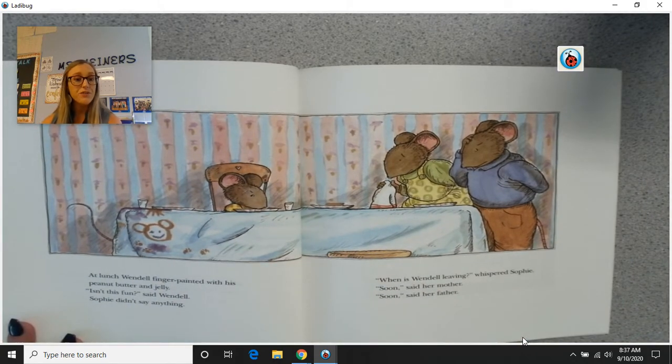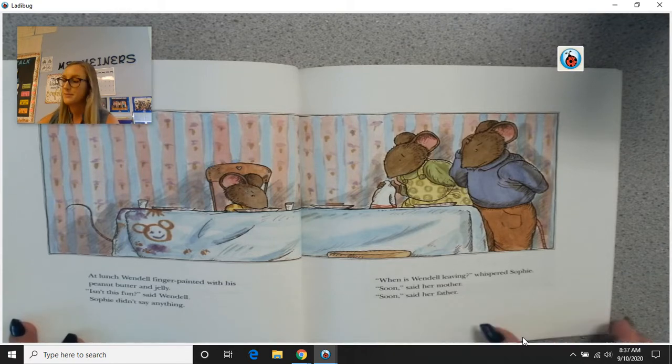At lunch, Wendell finger painted with his peanut butter and jelly. "Isn't this fun?" said Wendell. Sophie didn't say anything. "When is Wendell leaving?" whispered Sophie. "Soon," said her mother. "Soon," said her father.